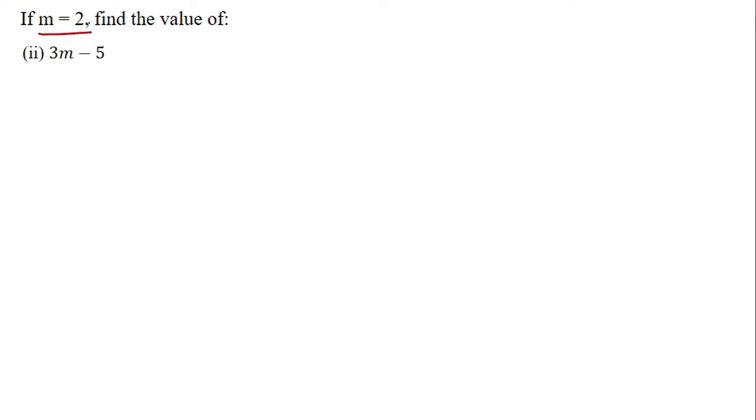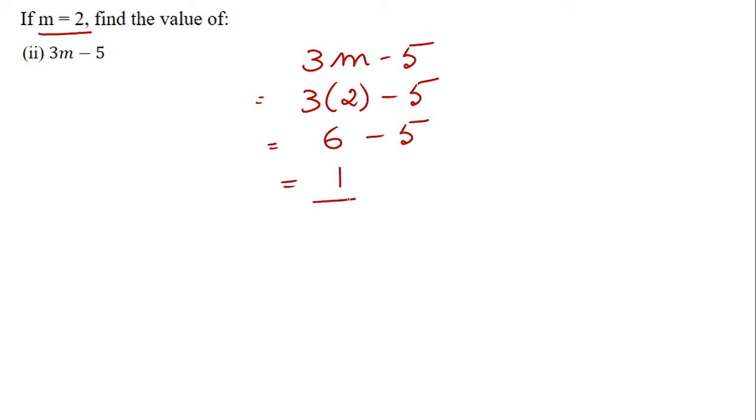If m is equal to 2, find the value of 3m minus 5. So wherever there is m, you need to substitute the value m is equal to 2. So this is 3 into 2 minus 5. So 3 into 2 is 6 minus 5. So 6 minus 5 is 1.